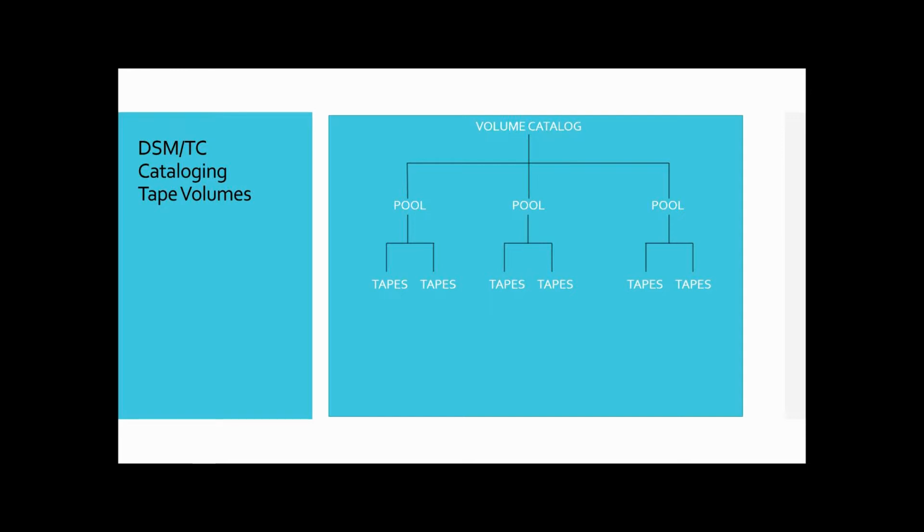DSMTC is the backup catalog supported by HPE. It is an SQL database consisting of two general catalogs. There's a volume catalog. The volume catalog contains pools, tape pools, and the tape pools contain tape volume records.